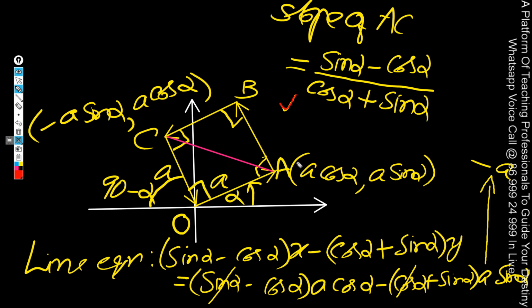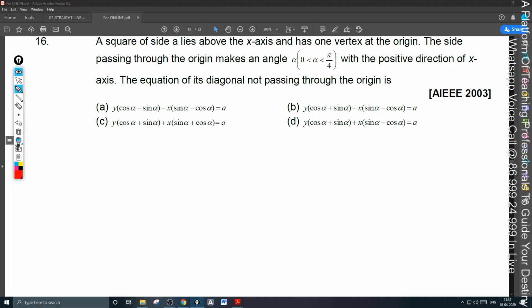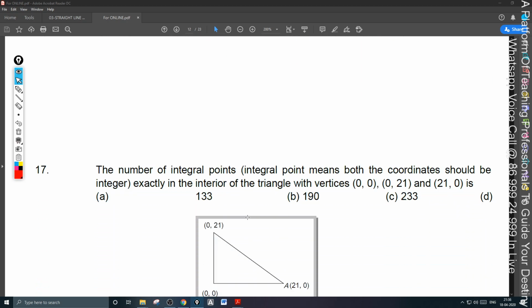So this is a previous question you have to understand. Now, let's go to the next question, please. So your answer is B in this case. Try to do this on your own, please.